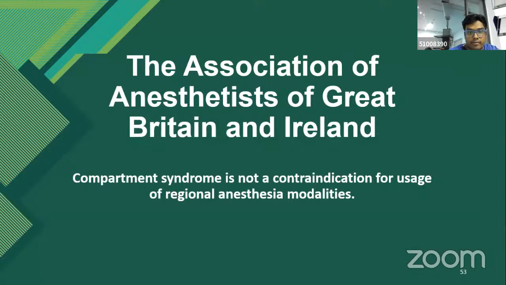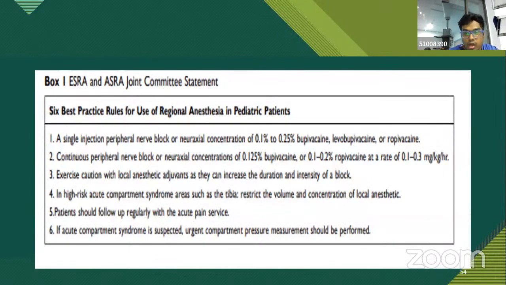Yes, we have the Association of Anaesthetists of Great Britain and Ireland saying that there is no contraindication to the usage of regional anesthesia in compartment syndrome. Having said that, how to give a block? I think the ESRA and ASRA Joint Committee statement has given 6 best practice rules in pediatric patients, where you can give a single shot injection of a peripheral nerve block or a neuraxial block. So in compartment syndrome, you can go for a single shot block with a lower concentration, be it a neuraxial block or a peripheral nerve block.